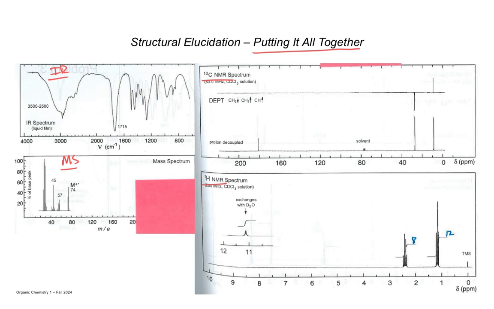Let's start with the IR. Does the IR speak to you? So there's some sort of oxygen. Can we narrow it down, get more specific? Carbonyl group, I think I heard someone say carboxylic acid. Does that sound good? So we have a carbonyl group here at 1715.